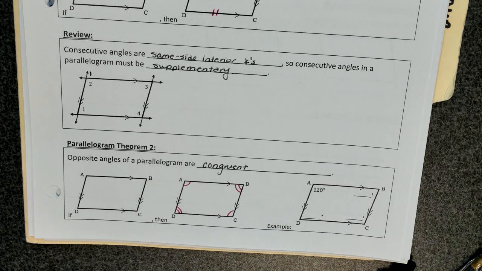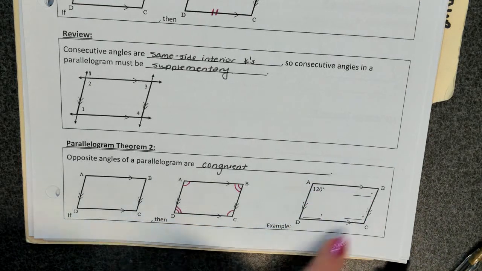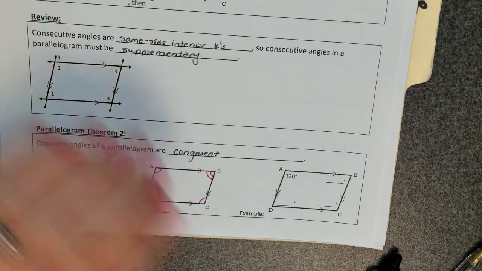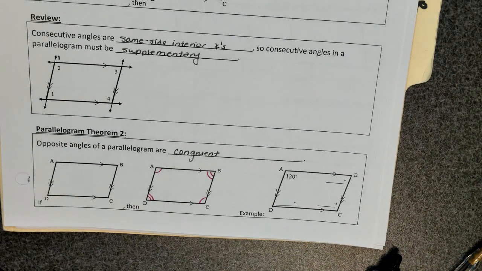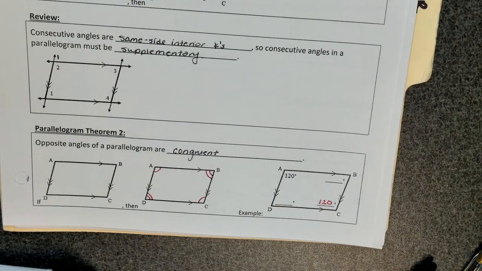So then we have an example here of how we can use these properties. If we know one angle in a parallelogram, we can actually find all 4 angles, or find the other 3. If I know that A is 120, what else do I know? C is 120 also. How can I use that to help me find D and B?